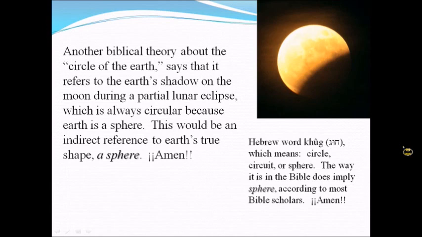Another way to look at this verse, circle of the earth, is to say that it looks at the partial lunar eclipse and the earth's circular shadow on the moon. The Hebrew word chug, which means circle, circuit, or sphere, is what appears in the Bible here. It implies a sphere. Next slide.